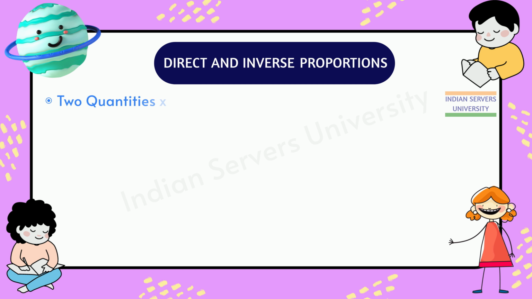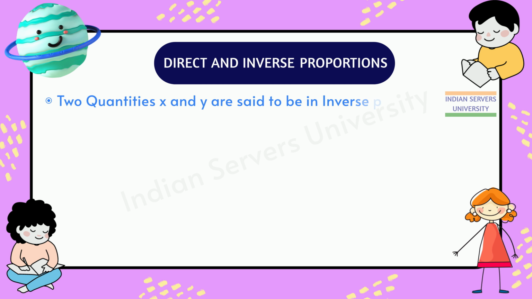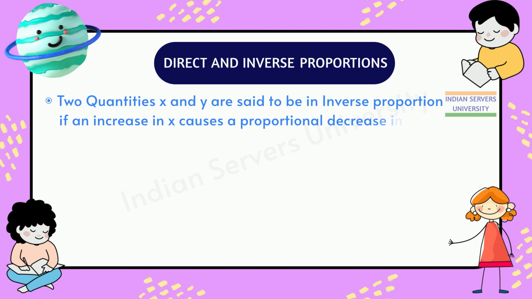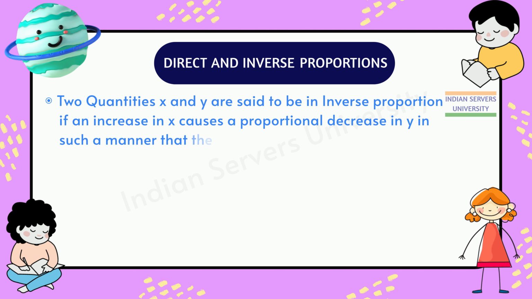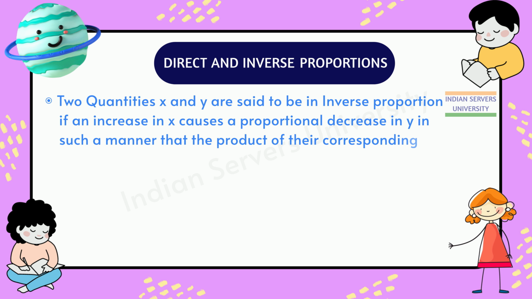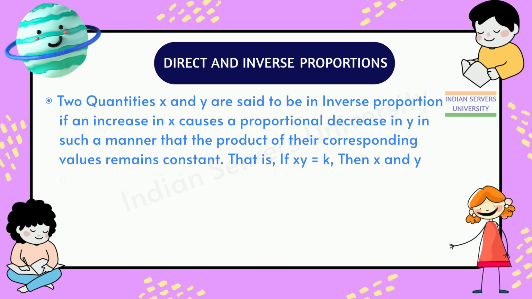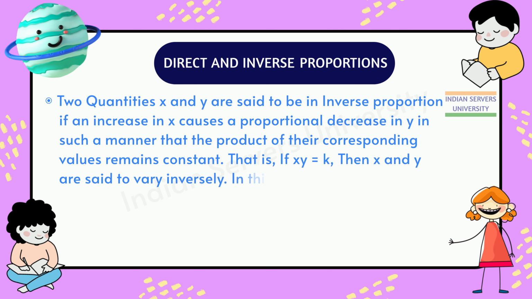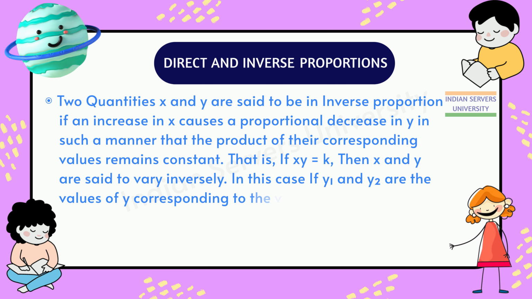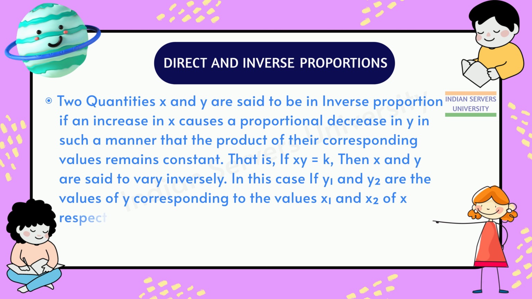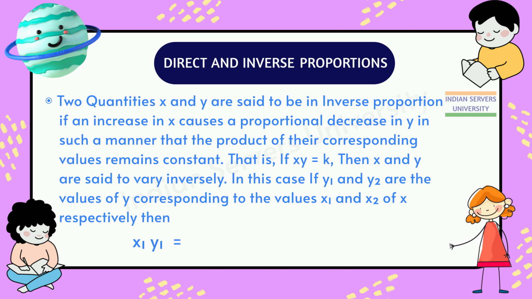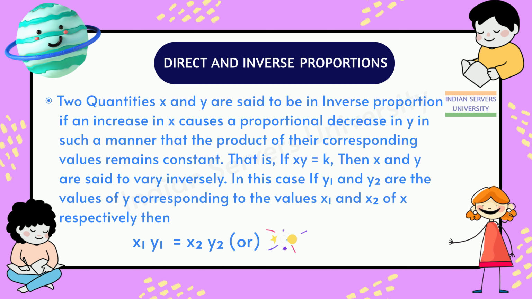Two quantities x and y are said to be in inverse proportion if an increase in x causes a proportional decrease in y in such a manner that the product of their corresponding values remains constant. That is, if xy equals k, then x and y are said to vary inversely. In this case, if y1, y2 are the values of y corresponding to the values x1, x2 of x respectively, then x1 y1 equals x2 y2, or x1 by x2 equals y2 by y1.